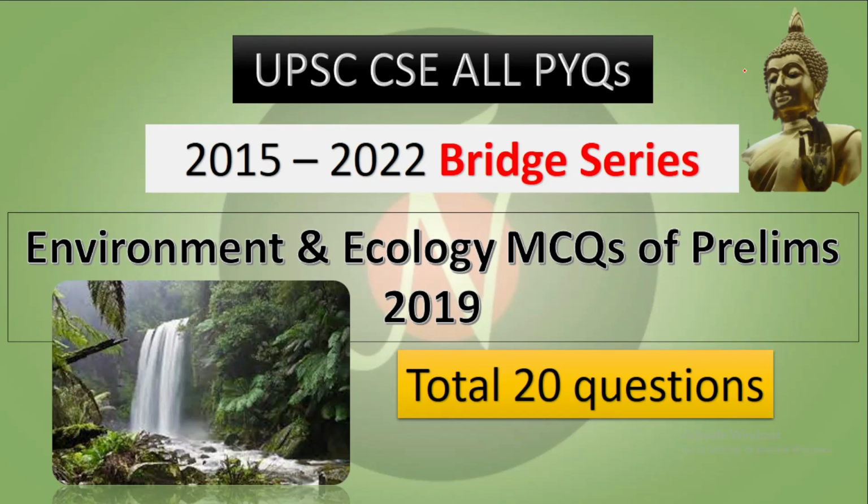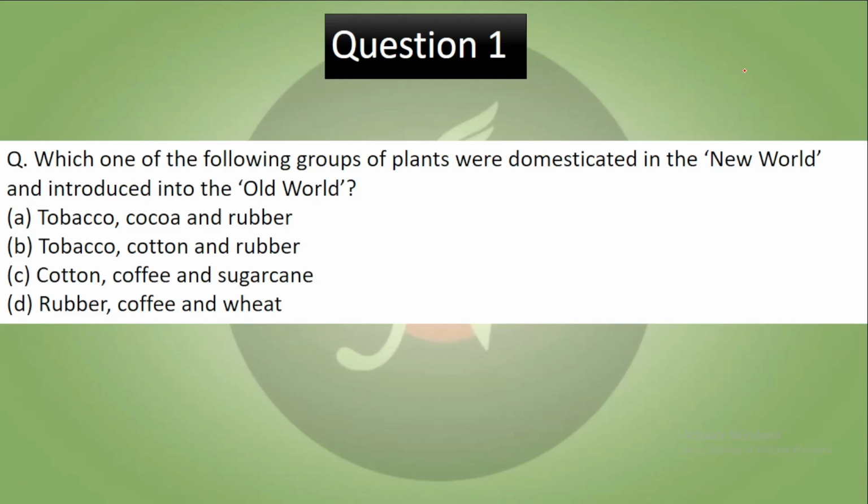Our today's discussion in the bridge series is the environment and ecology questions which came in the year 2019. Total questions were 20. So let's start. Question 1. Which one of the following groups of the plants were domesticated in the New World and introduced into the Old World? Pause the video, try to answer.